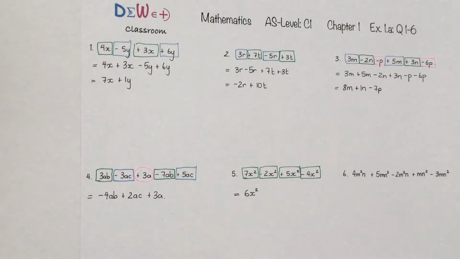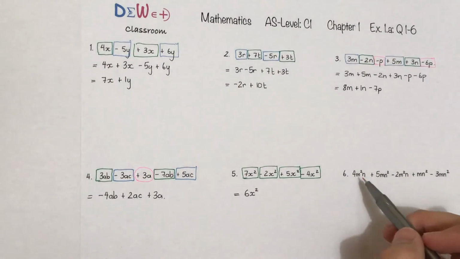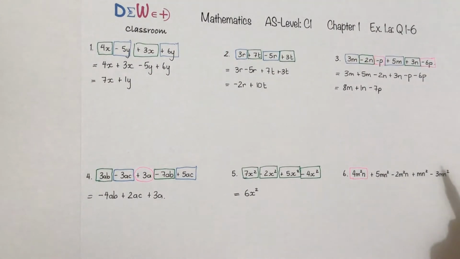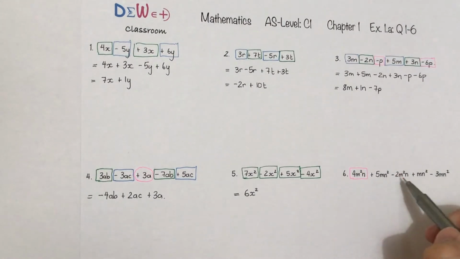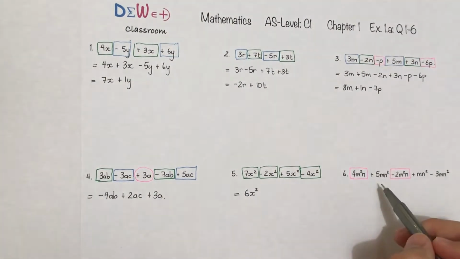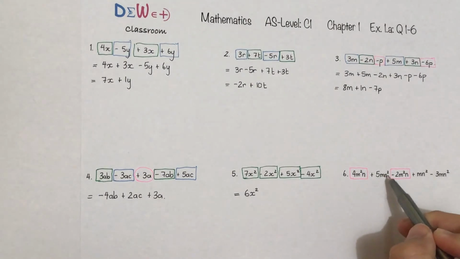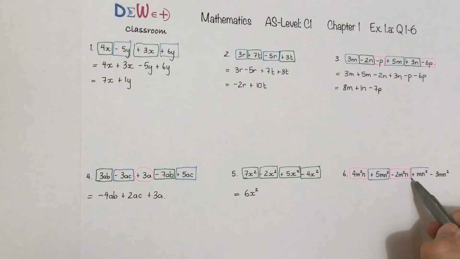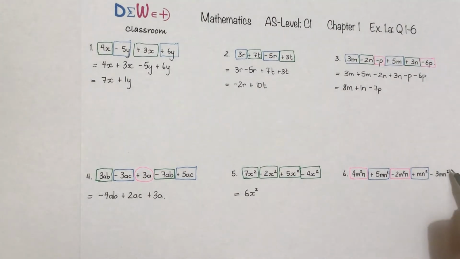Then when we get to question number 6, we have 4m squared n. We have one over there. Here we have another, minus 2m squared n. And those are the only two of its kind. We now move over to the mn squared. So we have a plus 5 plus 1mn squared and minus 3mn squared.